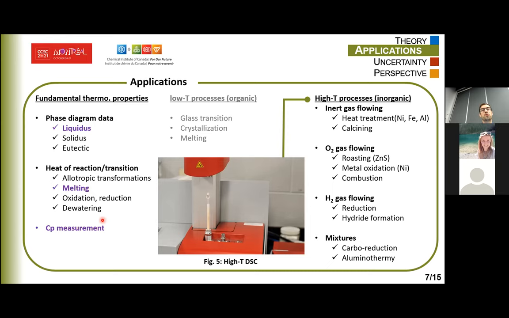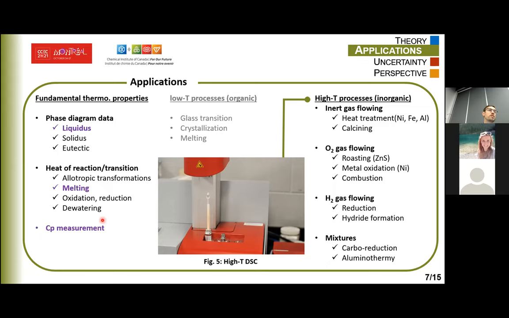I'm not gonna talk about low temperature DSC measurement. So we're aware that we can measure glass transition, crystallization, melting, but really I'll focus on the high temperature. So the inorganic chemistry that we're doing in our group. So we can do a lot with this equipment. So we can look at heat treatment of alloy. We can look at pyrometallurgical processes like calcining, roasting.